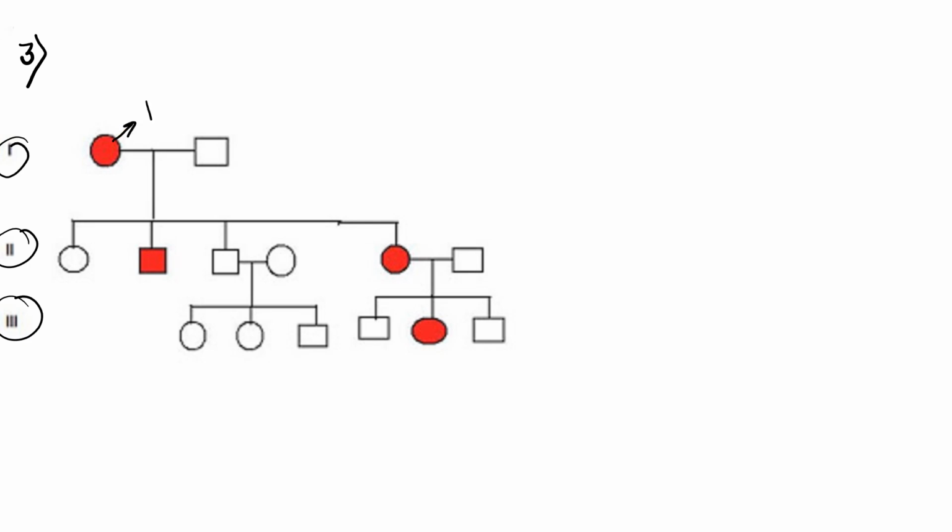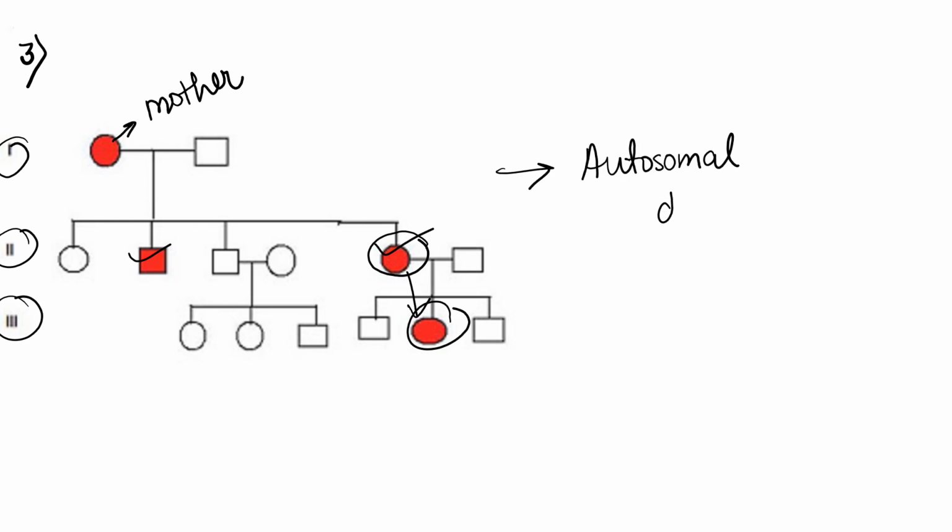Now here again the mother is affected and she has passed this trait to one son and one daughter. And this daughter has passed this again to her daughter. That means this is again an autosomal dominant trait.